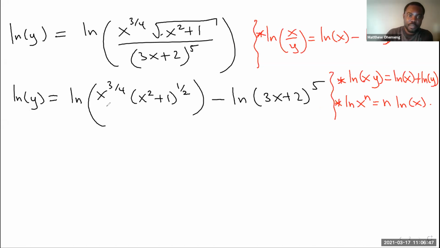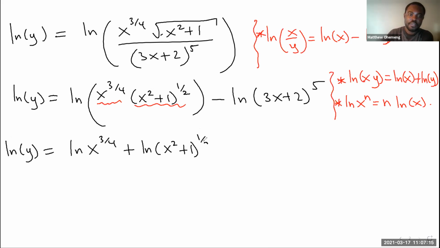But for the first term on the right-hand side, you see that this one is a product of two expressions here, right? It's s to the power 3 over 4 times what? s squared plus 1 to the power half. So with that one, we can break it up using the first property I wrote here. The ln of a product is the sum of their logs, right? So that's just going to be ln of y equal to ln of s to the 3 over 4, and then plus ln of s squared plus 1 all to the half, right?